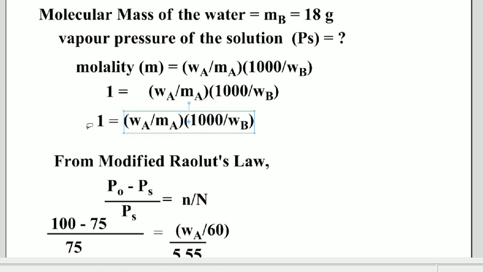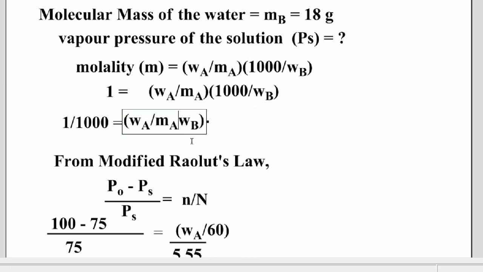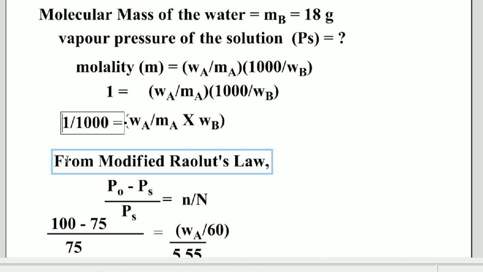Now we can write 1 by 1000 is equal to WA by MA into WB. So WA by MA into WB is equal to 1 by 1000. Students, we know that 1 by 1000 means 0.001.